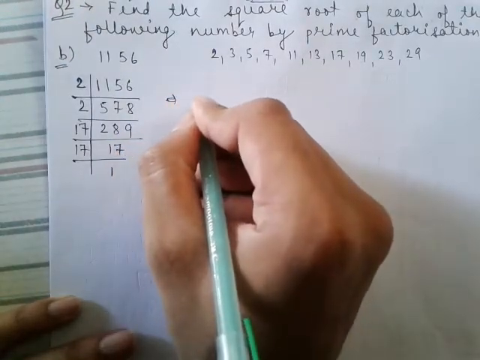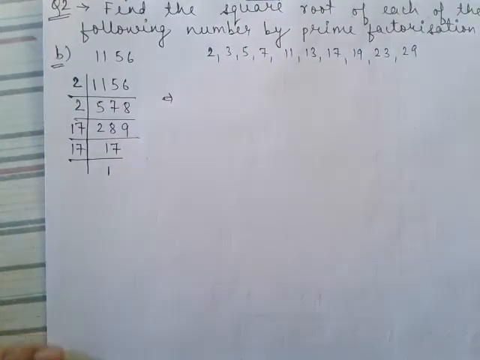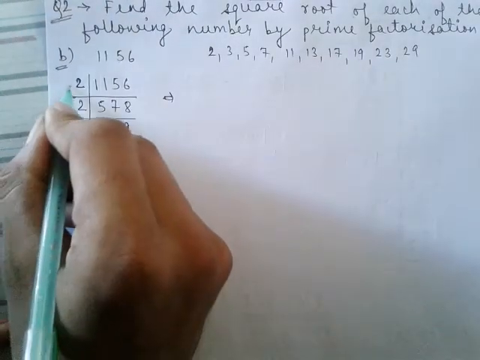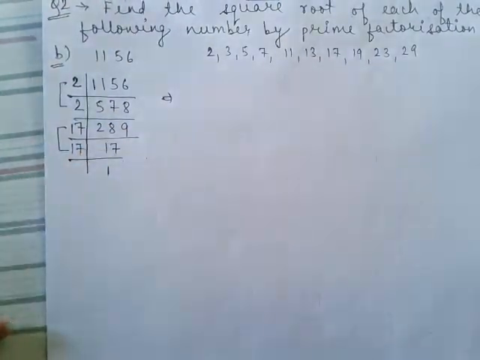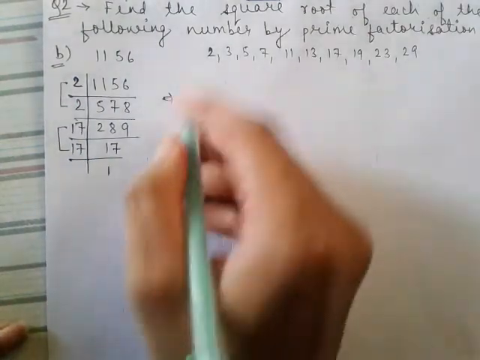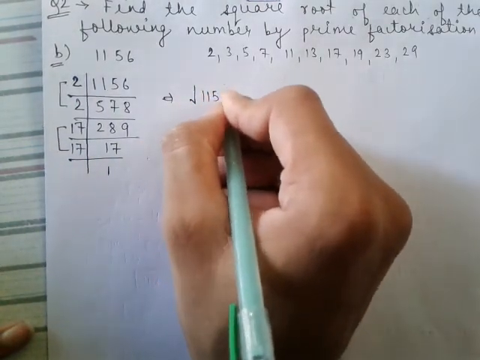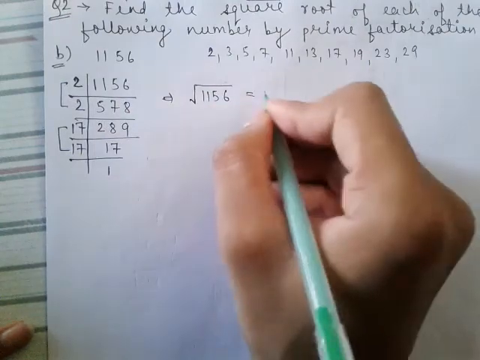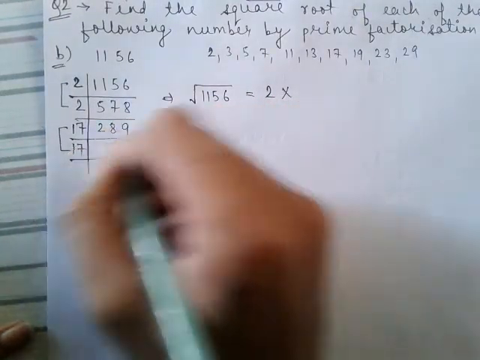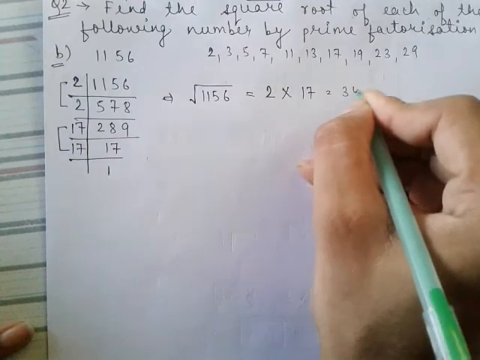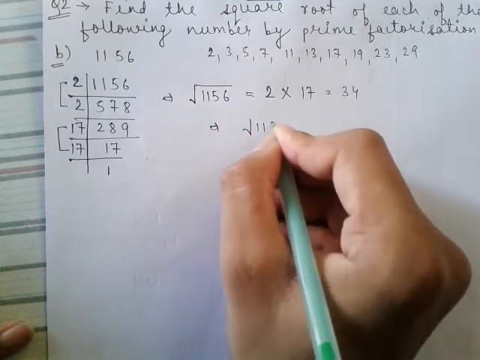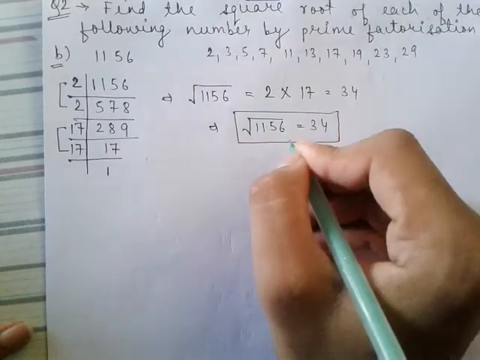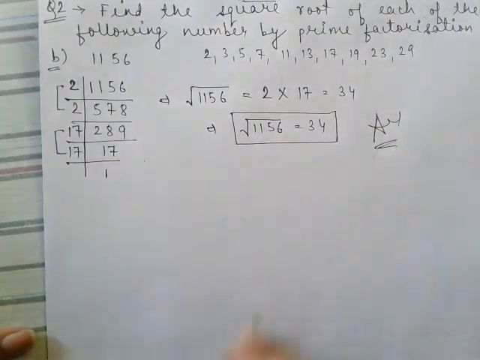Now you need to find the pairs. Okay, so rather than writing 1156 equals to and writing the factors of this, we make pairs here. Okay, हम यहीं पे pair बना लेंगे. So 2 has one pair and 17 has one pair. So now we will write the square root of 1156 as the multiplication of that pair. So first pair is 2, multiplication, and second pair is 17. So we have 34. So you see, square root of 1156 equals to 34. That means 34 square is equals to 1156. So that is the answer of our first part question.